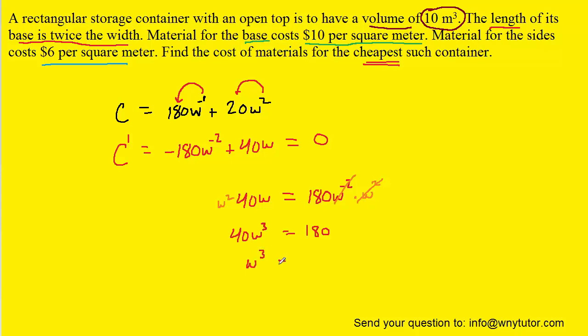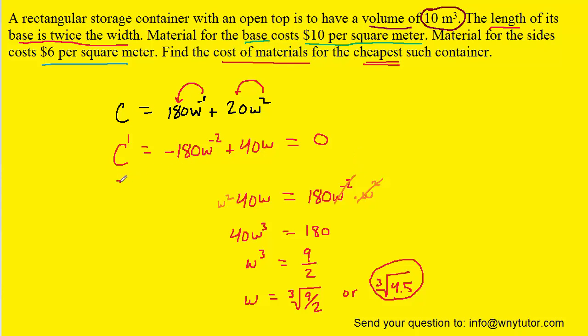Dividing both sides by 40 will give us 9 halves on the right side, and then to cube root both sides would give us w is equal to the cube root of 9 halves. Or in decimal form, you could say the cube root of 4.5. Now, this is what we call a critical number. We have to confirm that this indeed minimizes the cost of materials. So to confirm that, we could use the second derivative test.